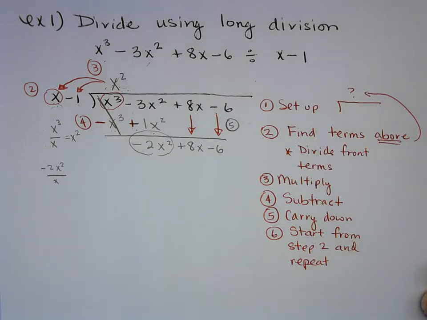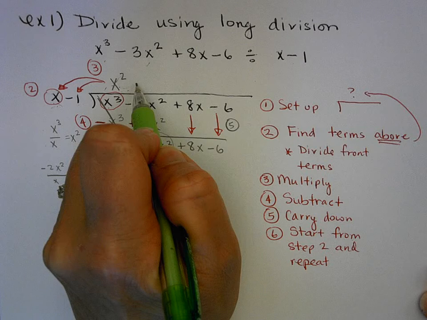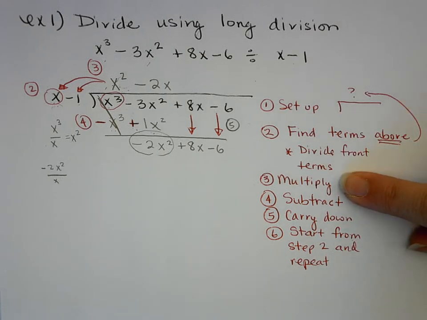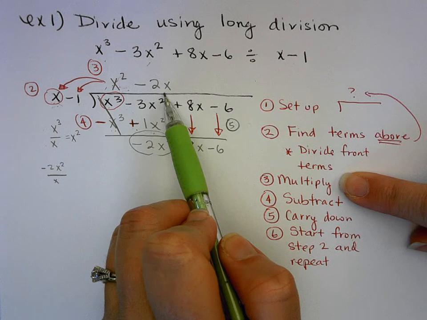And then, Kayla, what's that going to give me? What's negative 2x squared divided by x? Good job. Okay. And then, Giselle, what does step 3 tell us to do? To multiply. So now we're going to multiply just the negative 2x.